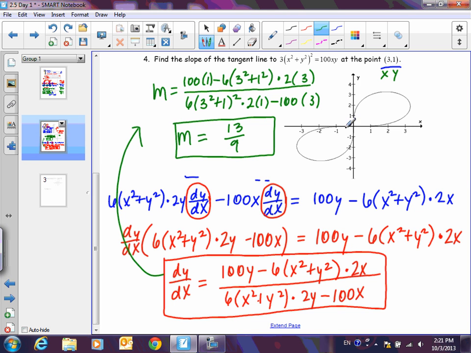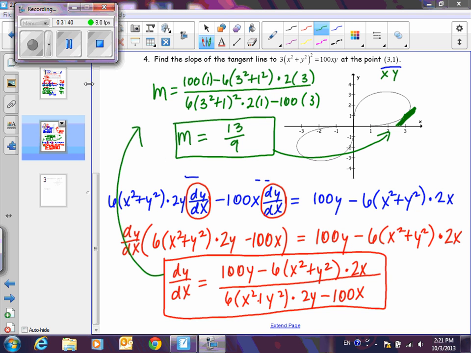So what this means, hang with me this last second, and then we'll be done a little bit early. It means that at this point, (3, 1), the slope of the tangent line is 13/9. That's what that means. It means the same thing we've been doing this whole year about slope of tangent line, or since we've been doing derivatives anyway. It's just now we're dealing with implicit functions, or not functions, but implicit equations.